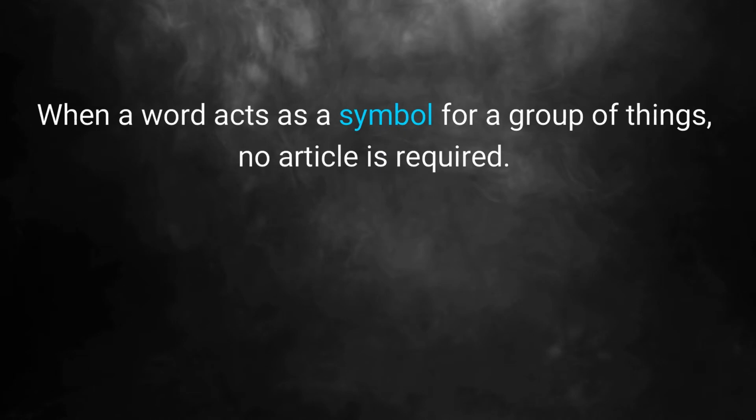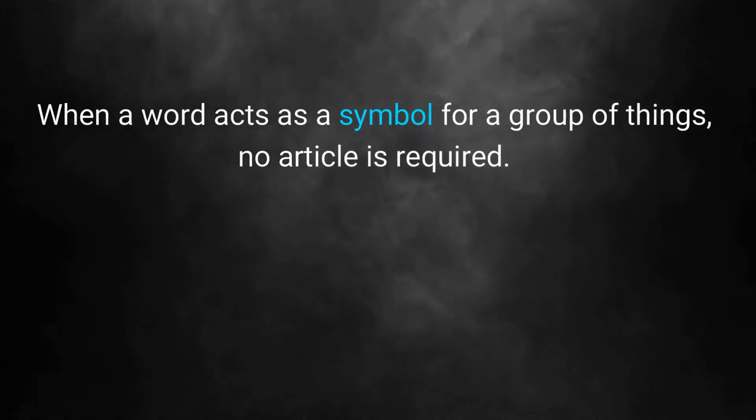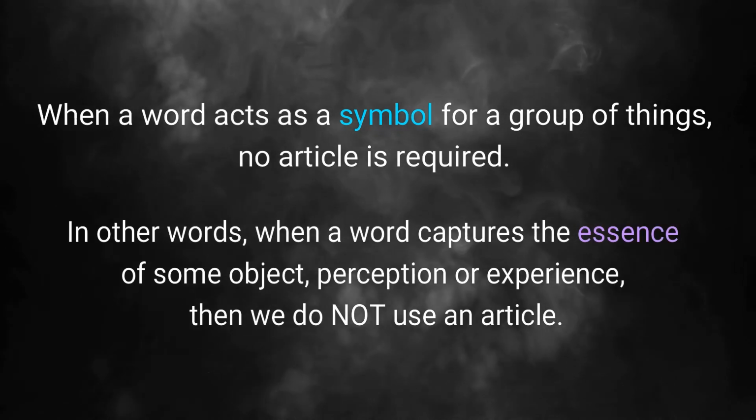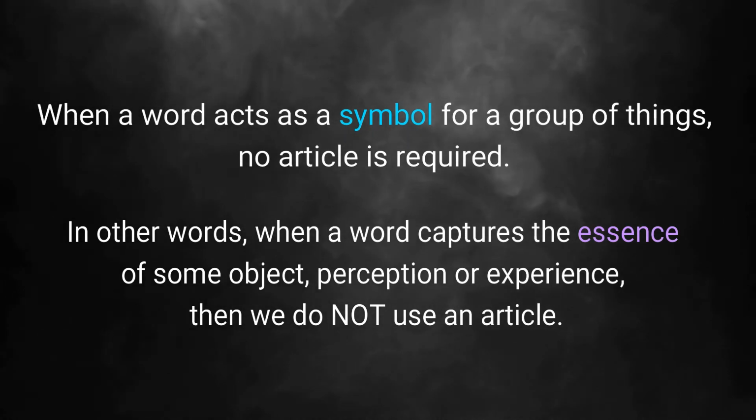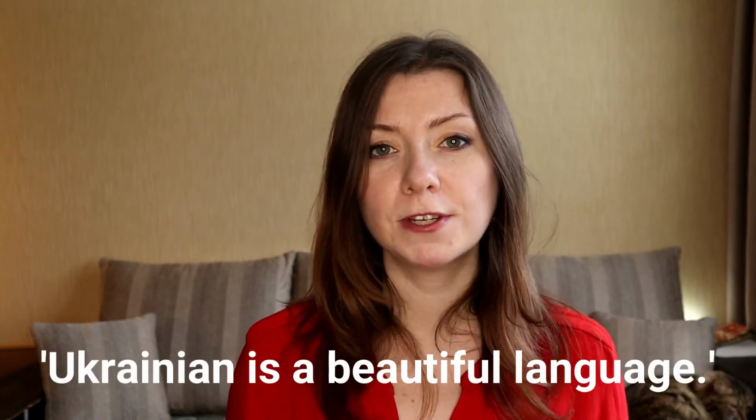Now, let us formulate this understanding together. When a word acts as a symbol for a group of things, no article is required. In other words, when a word captures the essence of some object, perception or experience, then we do not use an article. With that example we made about language in the sentence Ukrainian is a beautiful language, like every learner will tell you, we choose to say a language because we mean one language out of many. We're introducing this language for the first time, and most importantly, we presume that languages exist as separate units in the world order, and in this sentence we're referring to one of them.